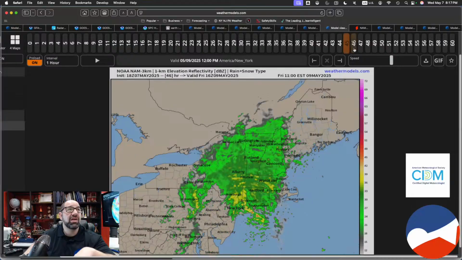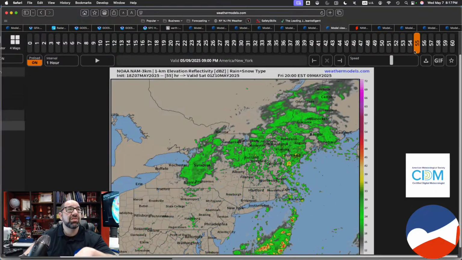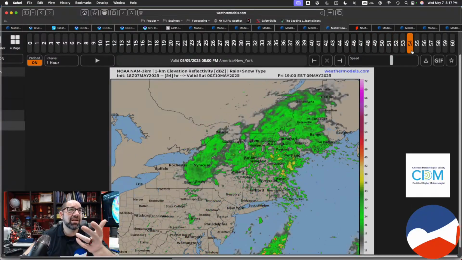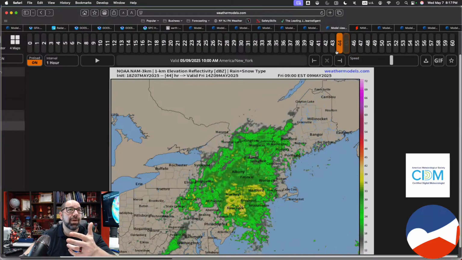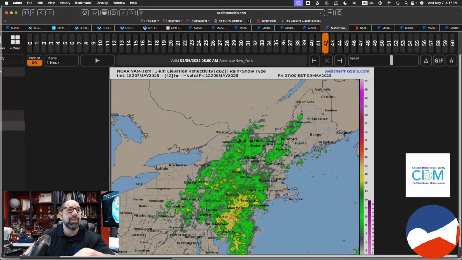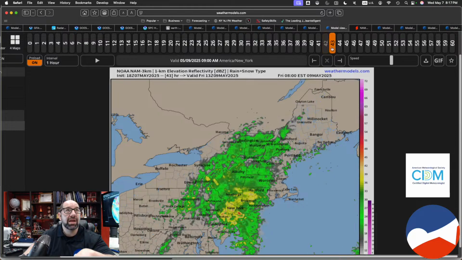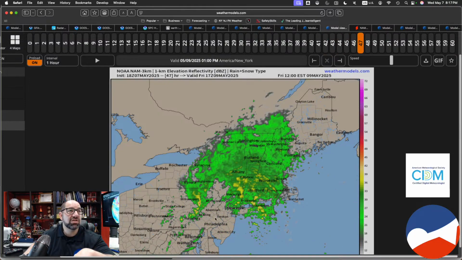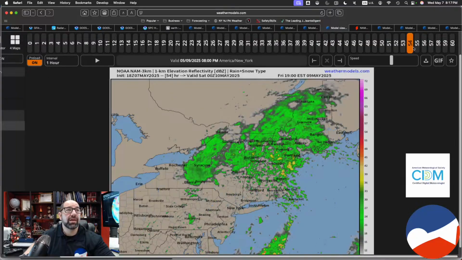And then you can see the rest of the evening. It looks like it improves, but I think this might be a little overdone. I think this might be a little bit too much convective feedback, which allows for a very strong subsidence, which allows for faster clearing. I wouldn't be surprised if we get a little bit more shower action here. But again, we'll watch it and see exactly how everything plays out.